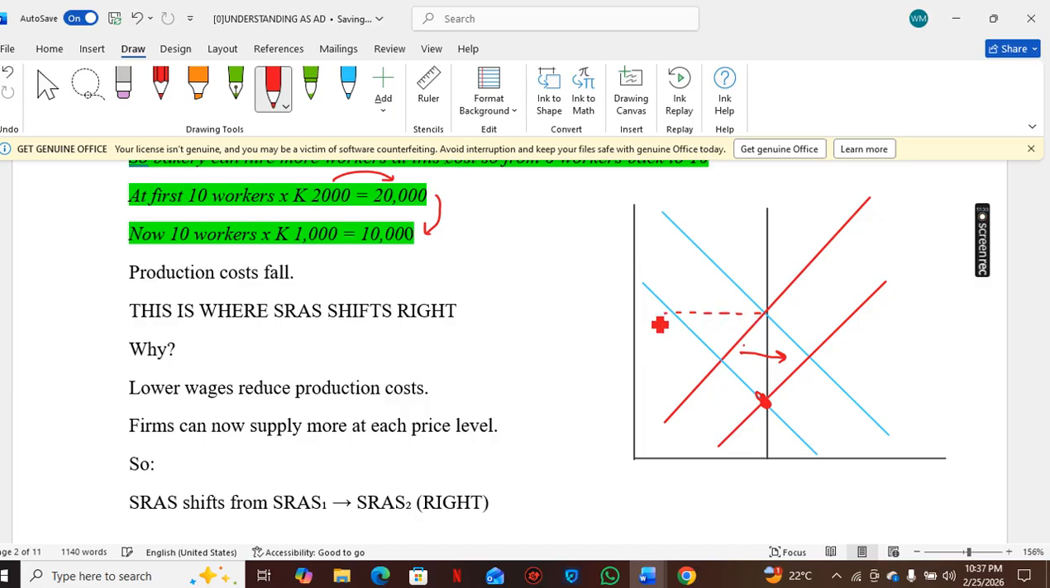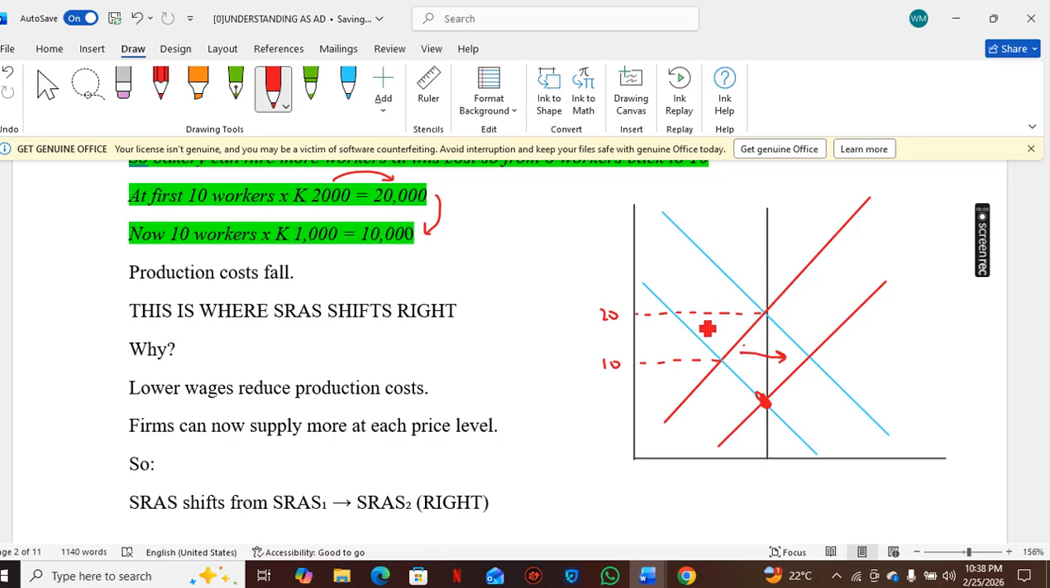Samuel, yes. Kindly just repeat yourself on the explanation. I was distracted. When wages fall, production costs drop. And when production costs drop, you can produce more. So that is going to cause the short run aggregate supply curve to shift to the right.